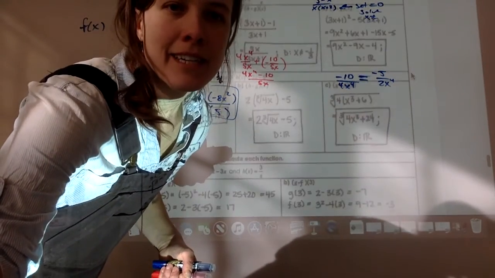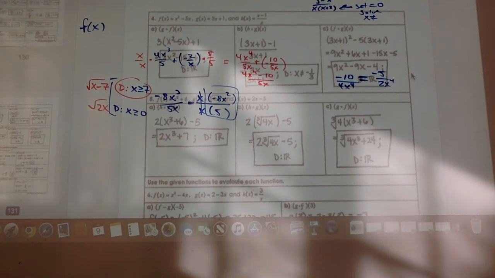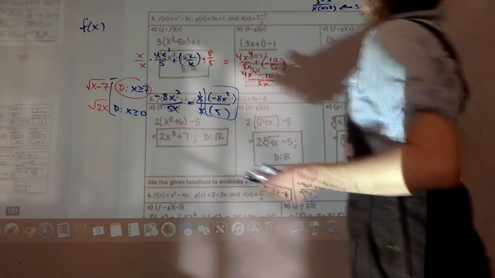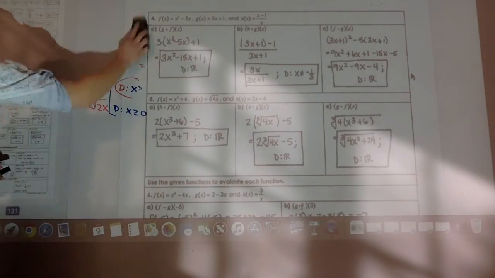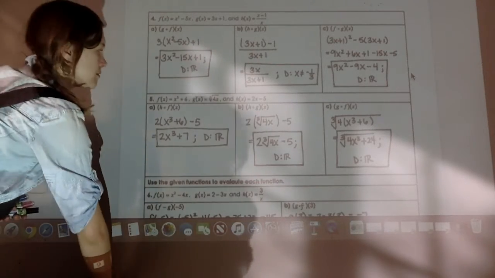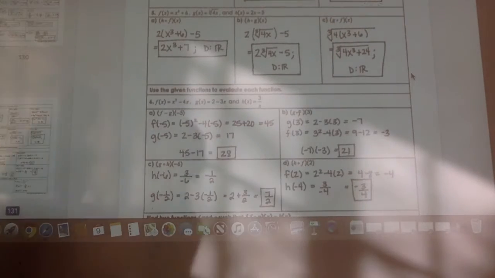All right, there's 4 and 5 for us. I'll get it erased. Here, I'll roll up there. That's probably easier to see.